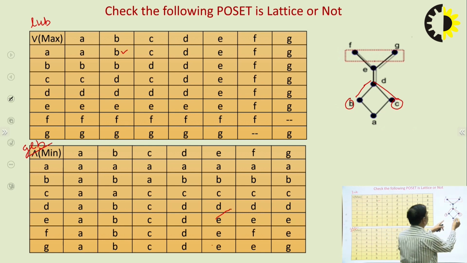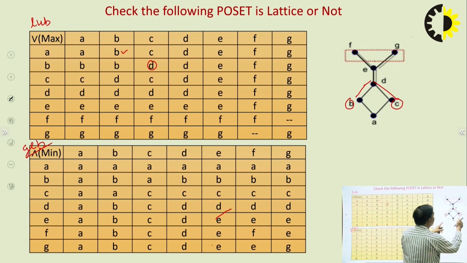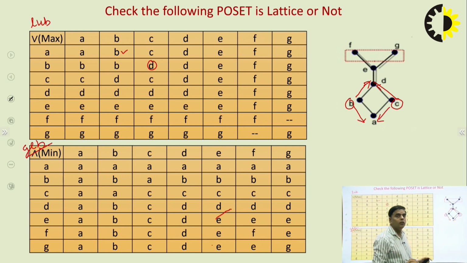For B and C, D is the meeting point, so D will be the LUB. Similarly, for B and C, what will be the GLB? We will find the meeting point when we go downwards. When we go downward, it will meet at A. So A will be the GLB. In such a way we can find the LUB and GLB for each and every pair.